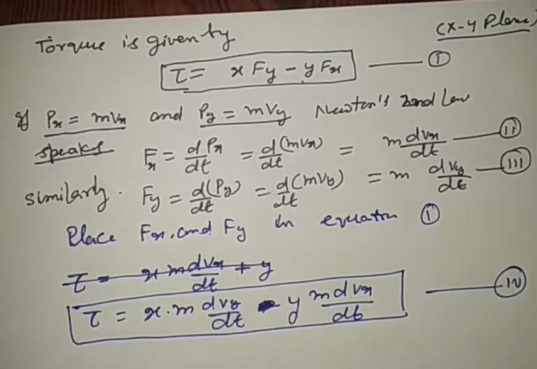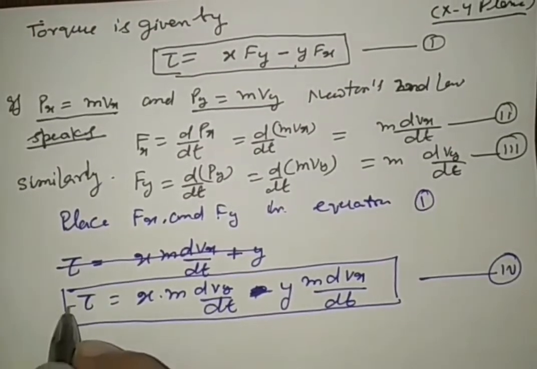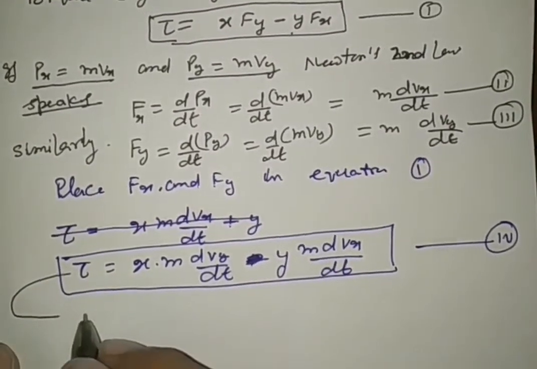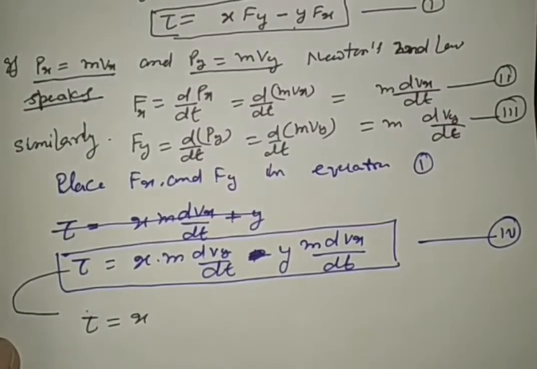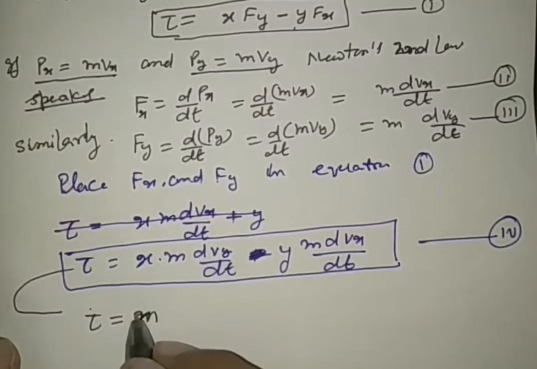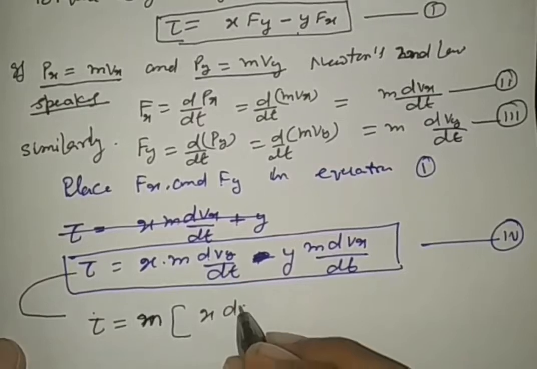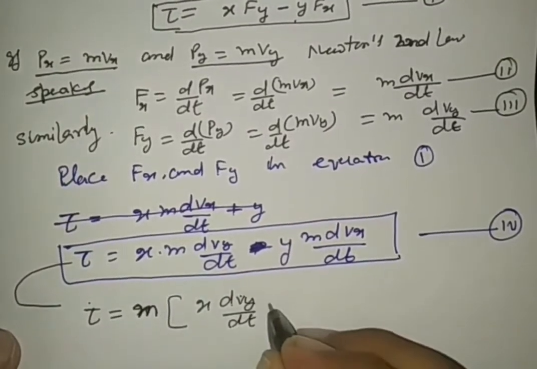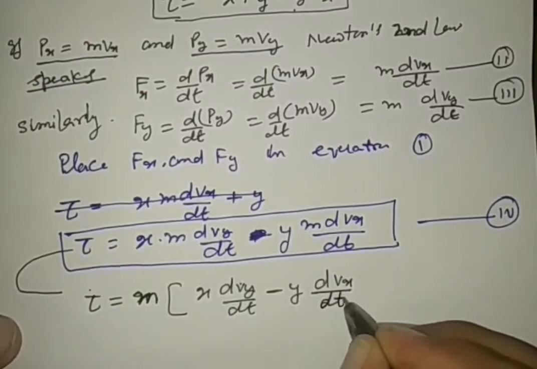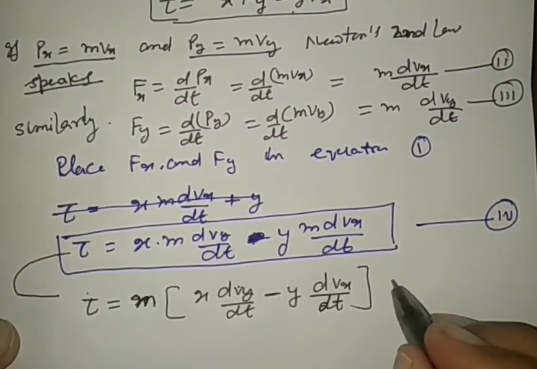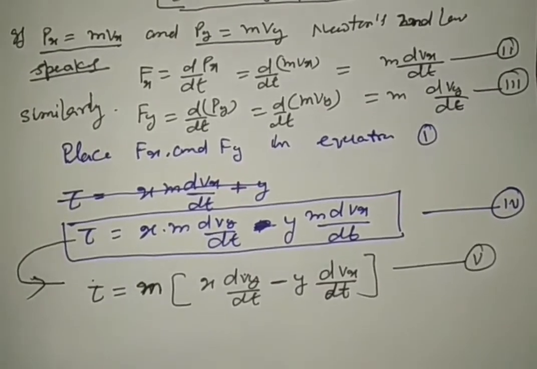Now see one more thing which we are going to take here. This expression can be written in this form: tau is equal to x. Let me take a common factor m: m times bracket x dvy by dt minus y dvx by dt. Take this as equation number 5. This equation can be written in this form also.